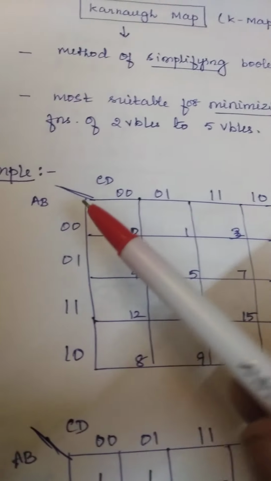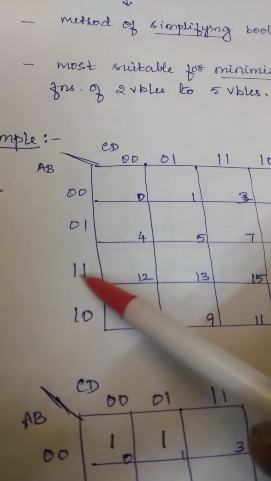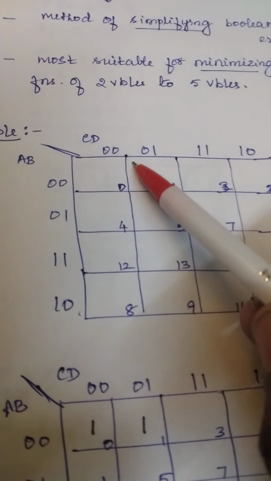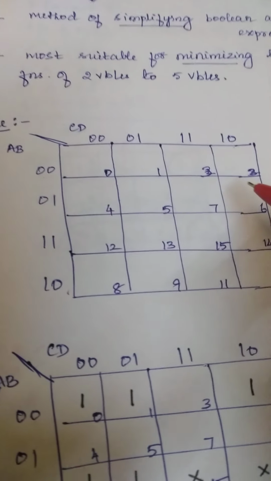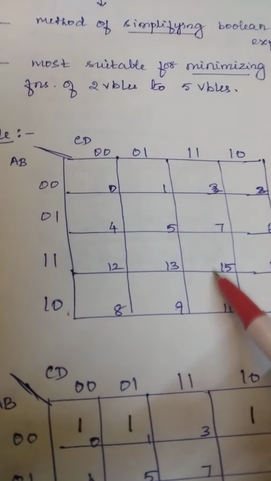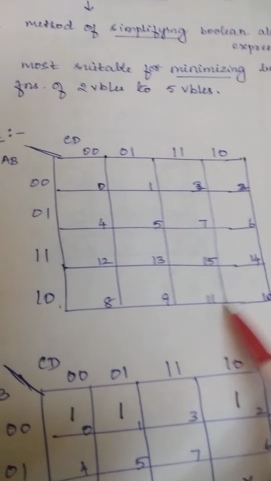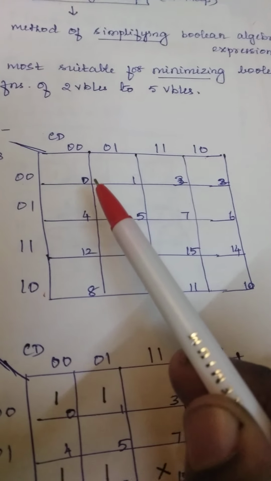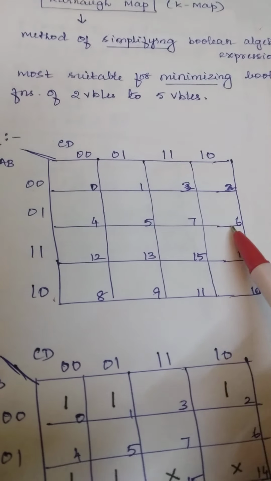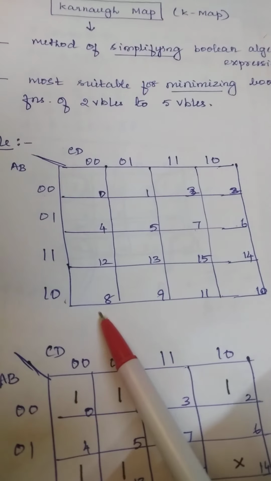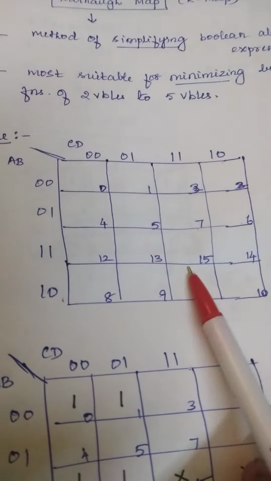Okay, but for AB, if 2 variables come, what do you have to do? 0 0, 0 1, 1 1 and 1 0 like this, and here also 0 0, 0 1, 1 1 and 1 0. This will be the order, so we cannot change the order. And one thing we need to remember, there are 16 boxes here. So in what order should you write? 0, 1, 2, 3, 4, 5, 6, 7, then come to the last one: 8, 9, 10, 11, 12, 13, 14, 15. This will be the order.